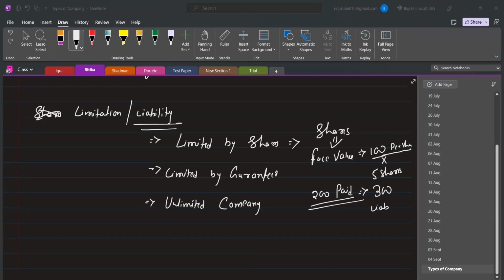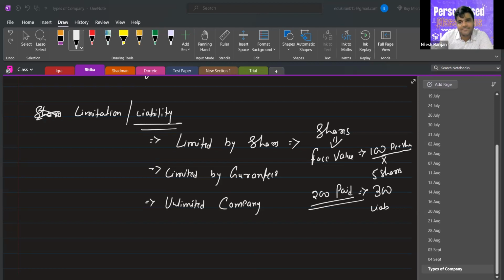Could you repeat that point again? Is it still breaking? No, sir, you're clear. So I'm saying that in case of limited by guarantee, it means that you have given a guarantee of some amount. I told you the example of 5,000 rupees. So you have given a guarantee to the company that in case the company needs it, you will pay 5,000 rupees.